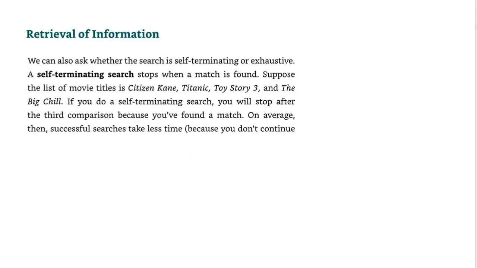So a third sort is self-terminating. We can also ask whether the search is self-terminating or exhaustive. In other words, do you keep going even after you've found it? A self-terminating search stops when a match is found. So suppose the list of movies is Citizen Kane, Titanic, Toy Story, and The Big Chill. If you do a self-terminating search, you will stop after the third comparison because you found a match. So these take less time, of course.